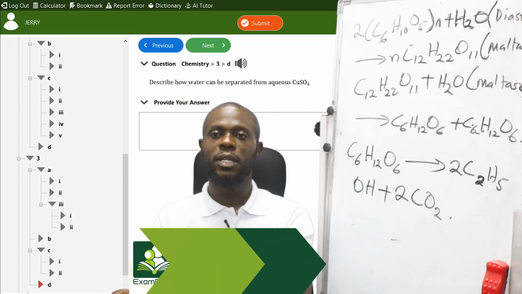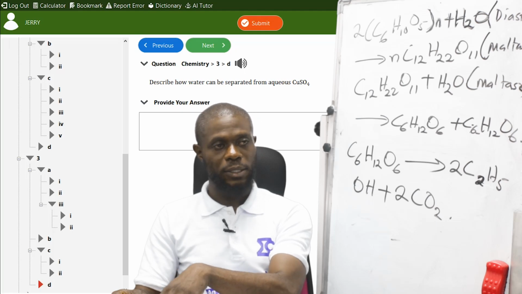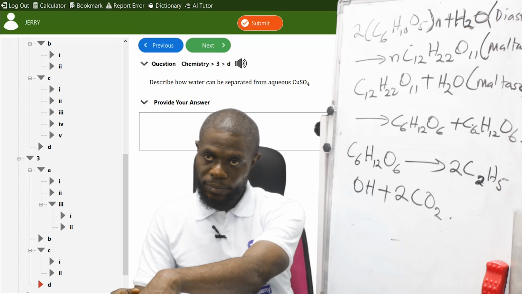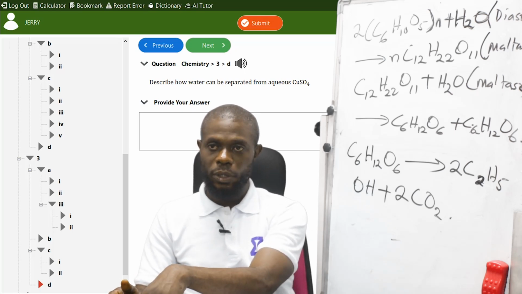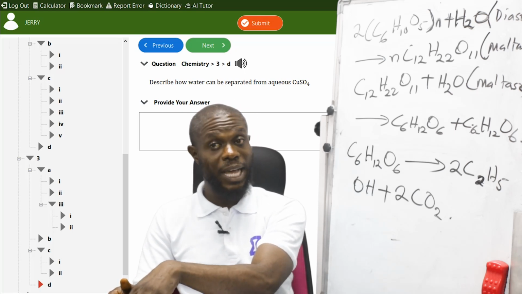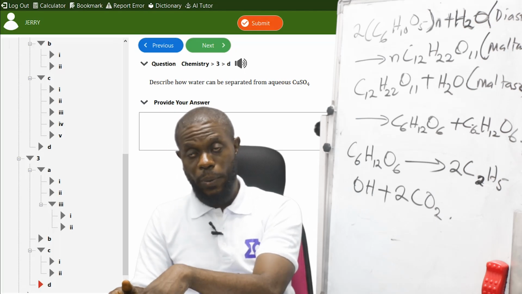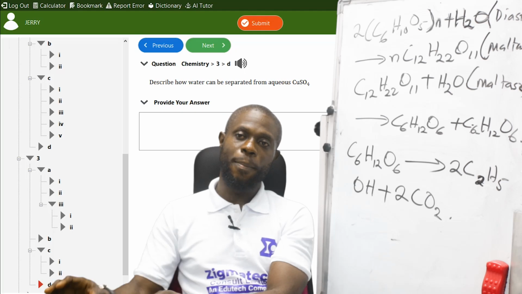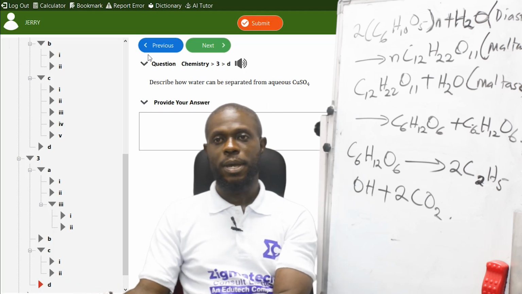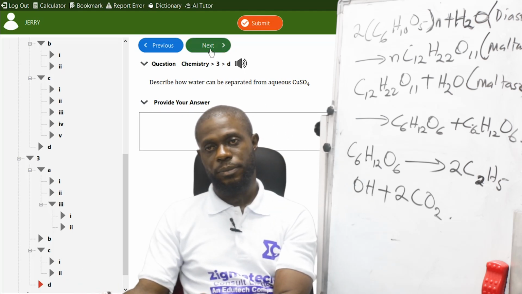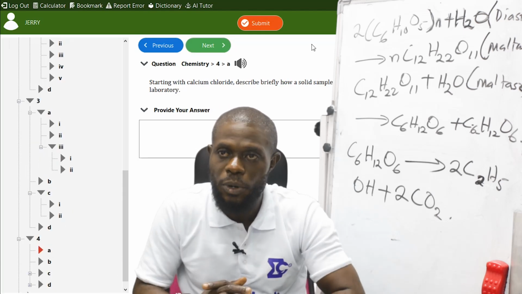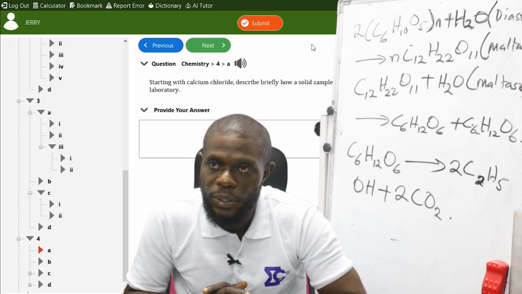So when you connect the flask to the condenser, you heat the solution. That means you heat the copper sulfate aqueous solution. When you heat it, the water will evaporate and the condenser will make it turn to what? Liquid.